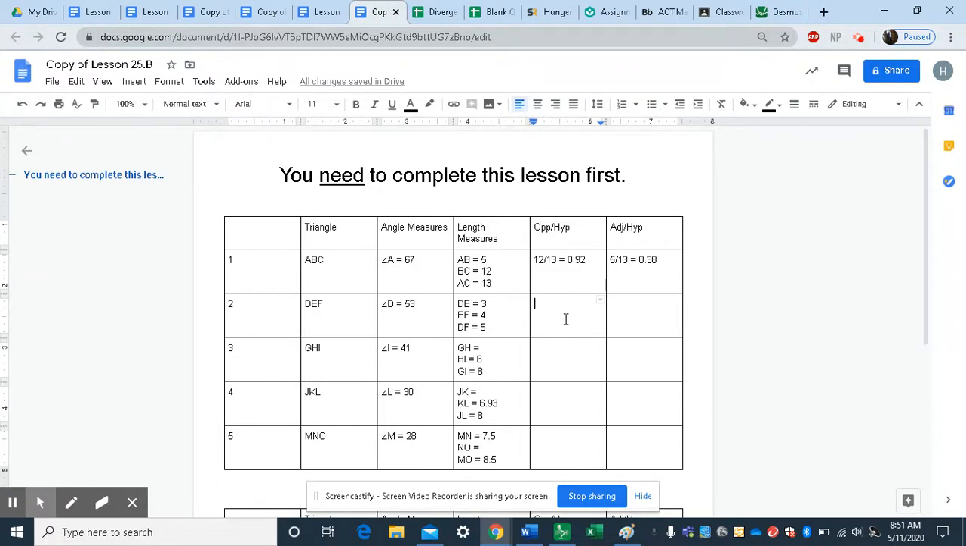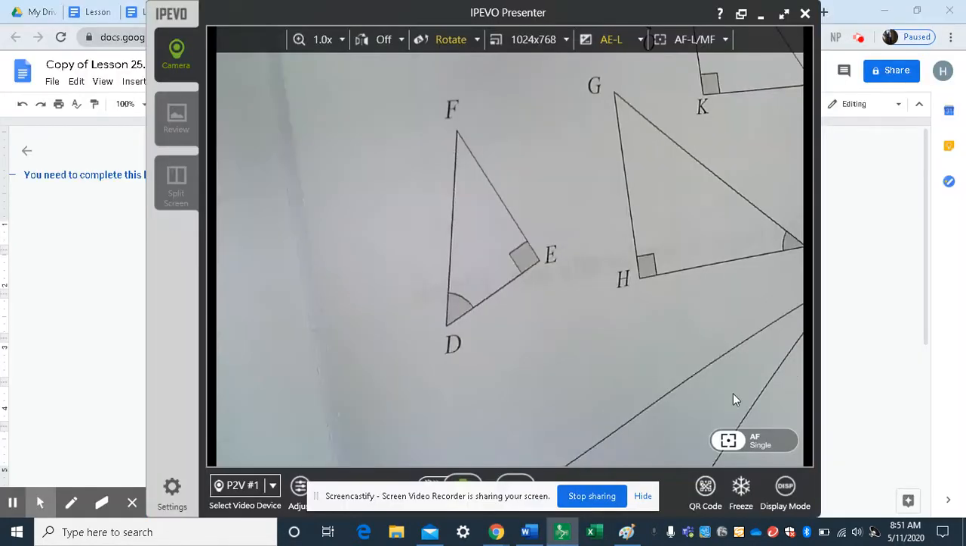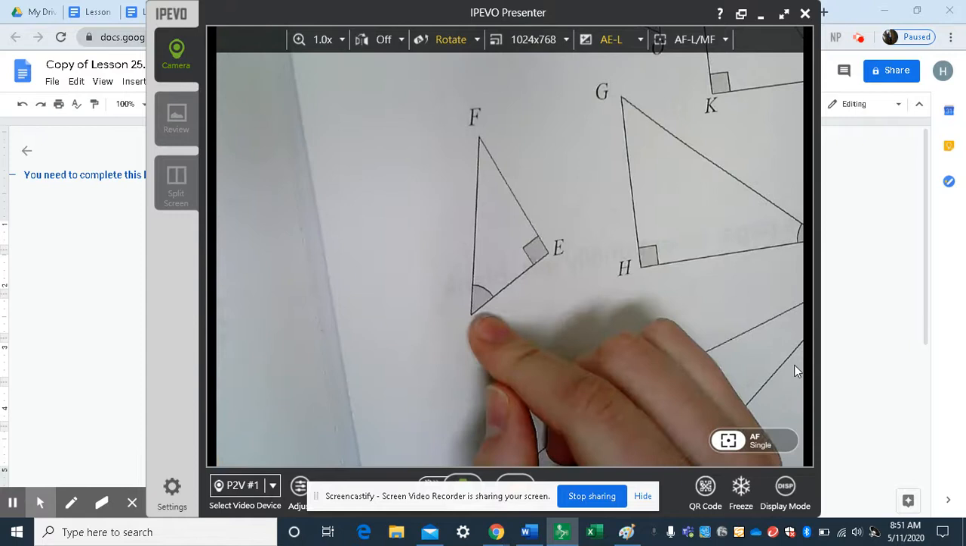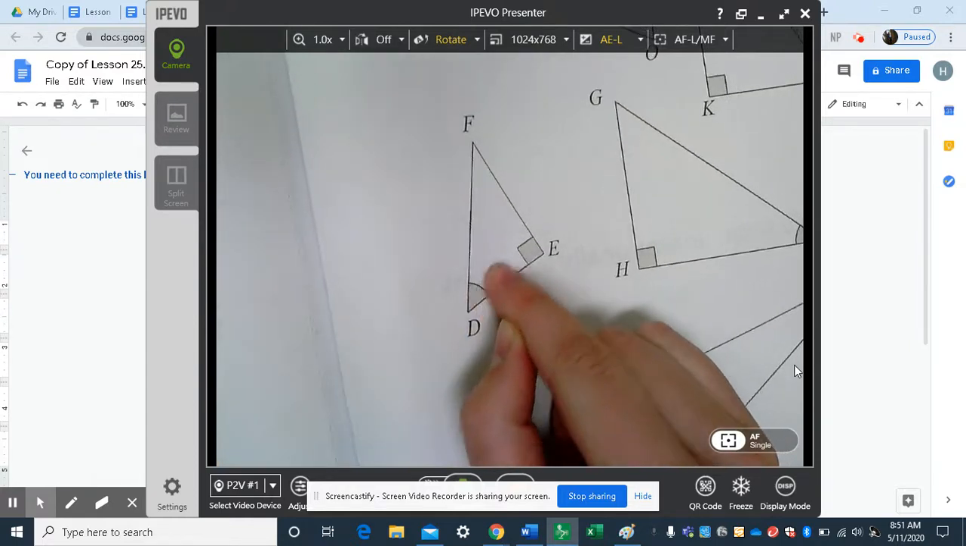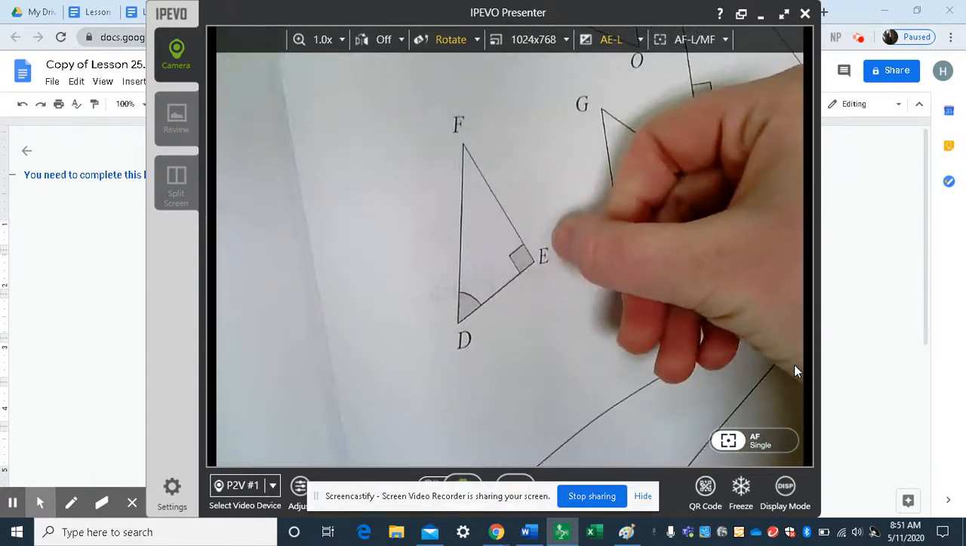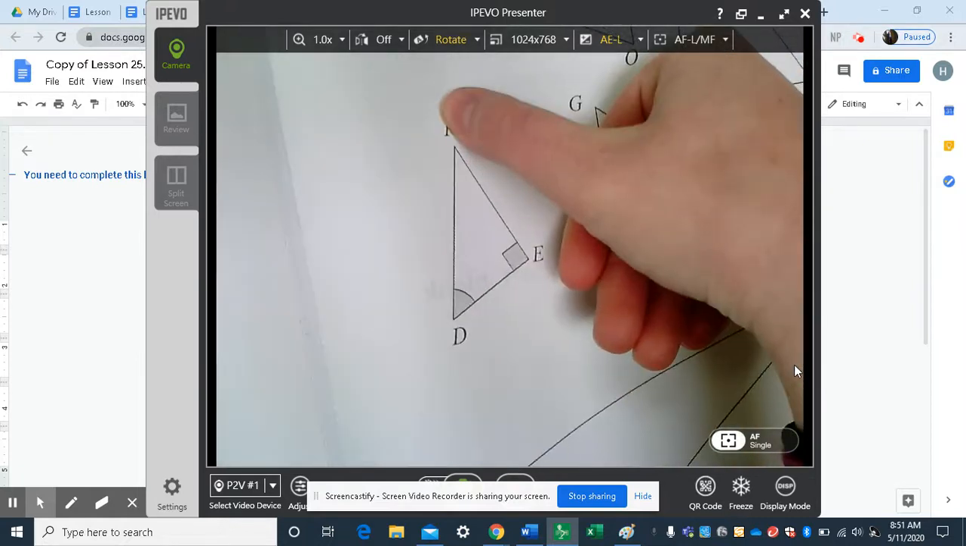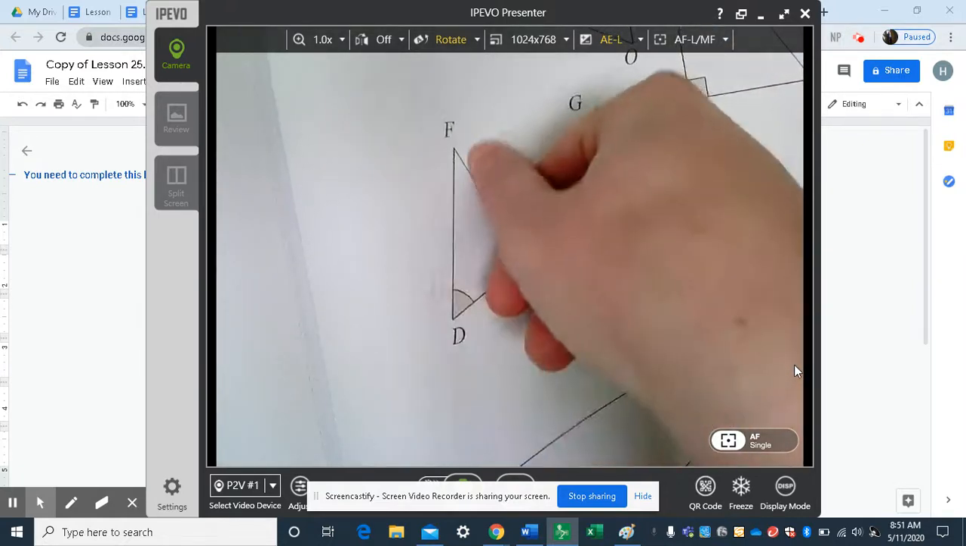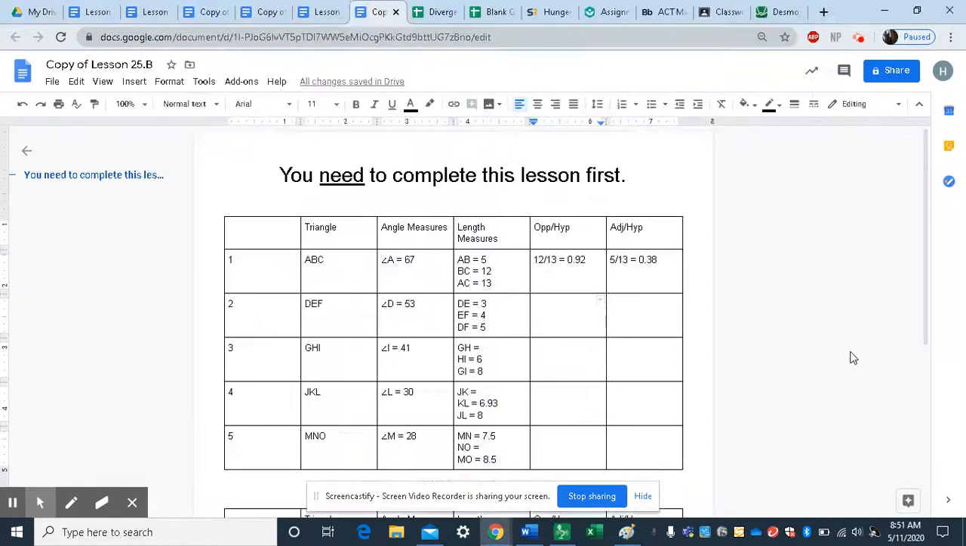So we need to figure out which side is opposite of our given and marked angle. So we have our marked angle, so we're looking for the side that's opposite. So the side that's opposite is EF. So we're going to put EF over our hypotenuse, which is DF. So we have 4 divided by 5. We're going to type it in our calculator. 4 divided by 5 equals 0.8.